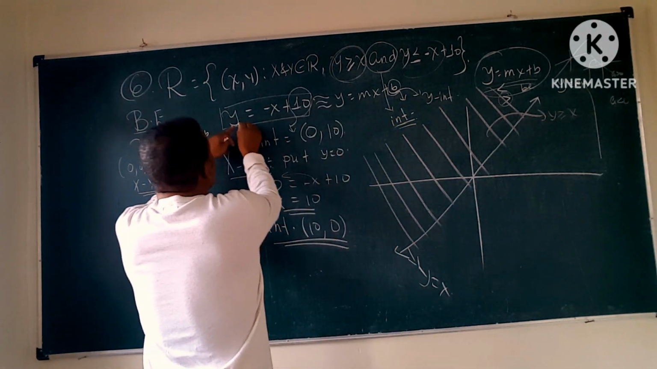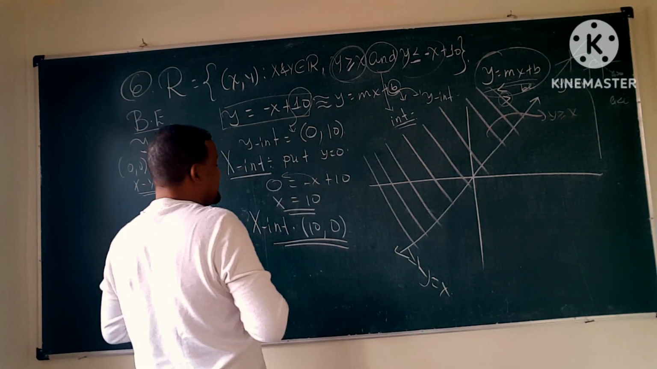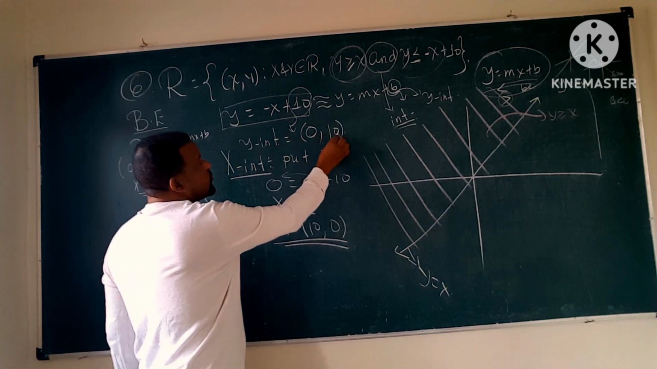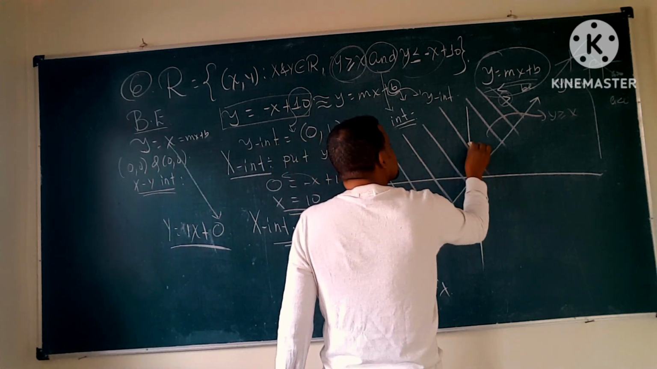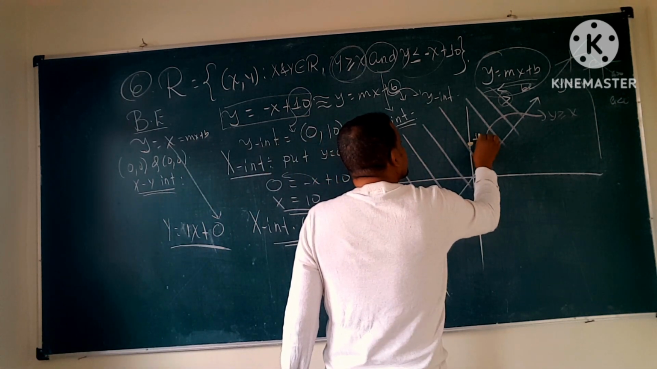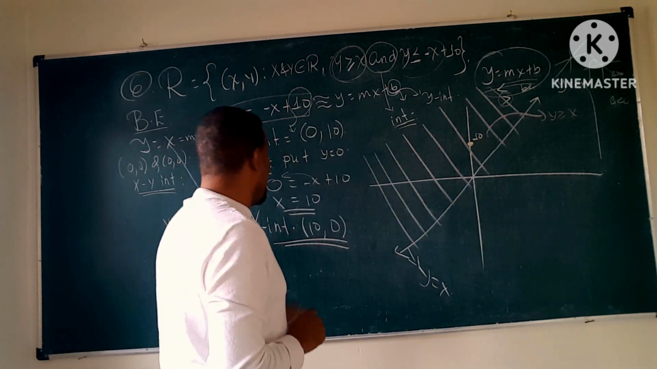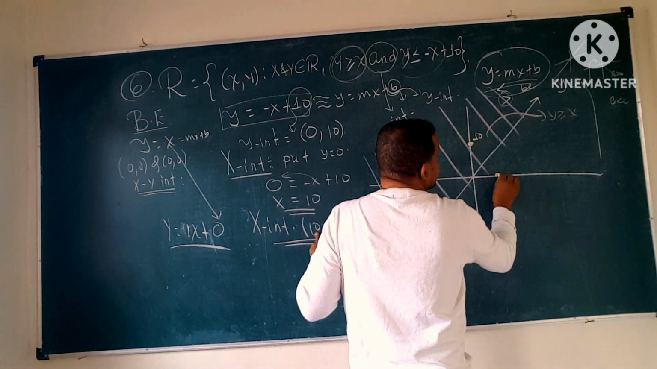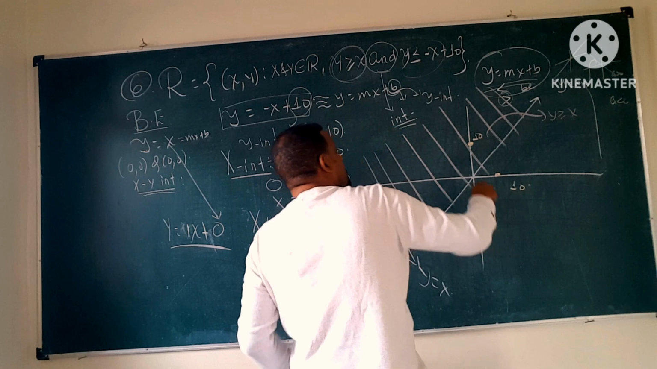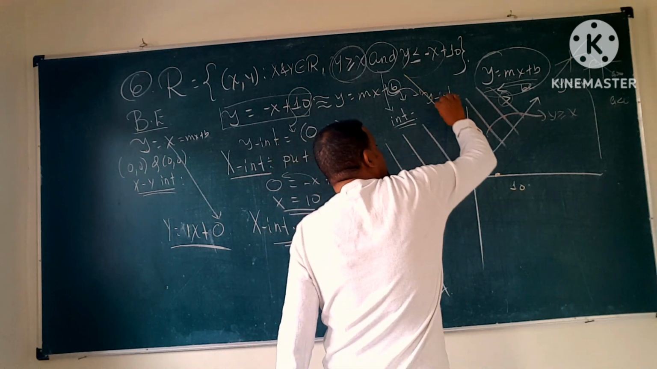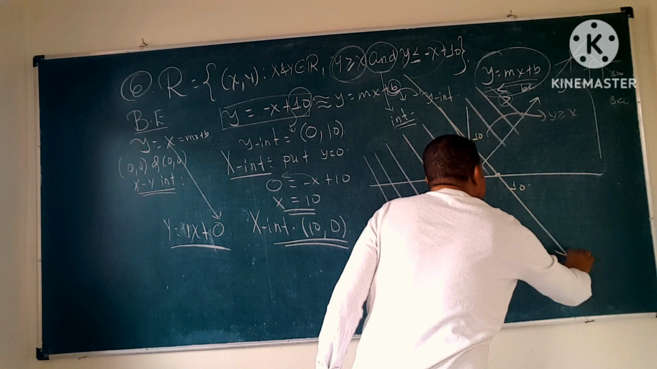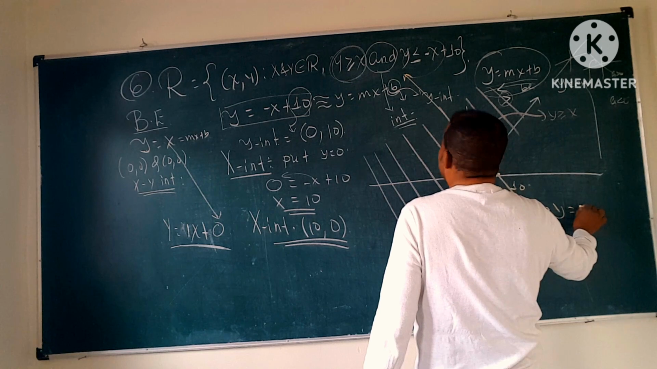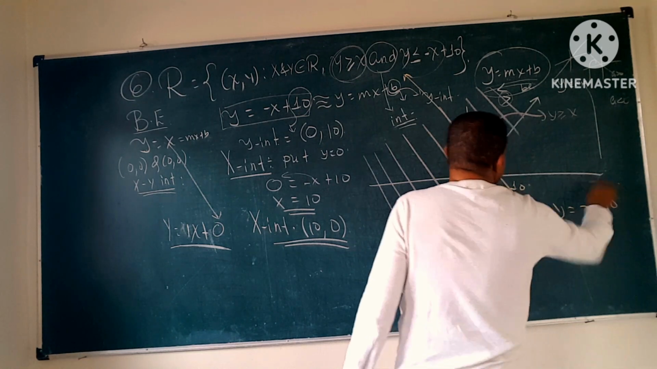The boundary equation is y equals negative x plus 10. So what are the intercepts? The y-intercept is (0, 10) and the x-intercept is (10, 0). Suppose 10 is here on the x-axis. Connecting the two points gives a line. This is the graph of y equals negative x plus 10.